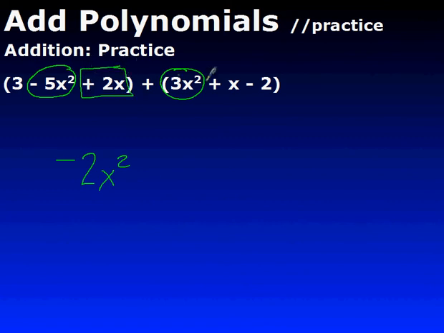2x and x. And finally, 3 and negative 2. The solution is negative 2x squared plus 3x plus 1.